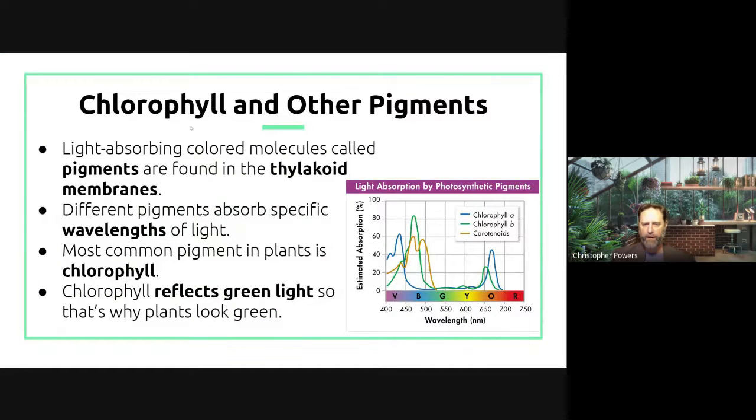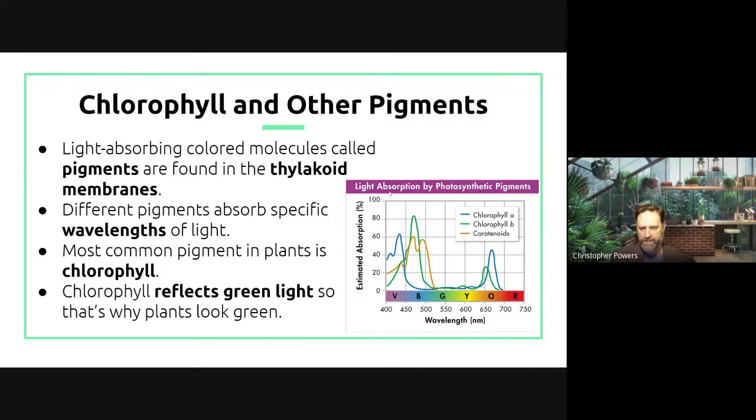All right, chlorophyll and other pigments. So we have pigments, of course. We have to have color, right? That's what pigments are for. These pigments absorb the light, and they're colored molecules. In the areas of the thylakoid membrane, you have these molecules. So that's kind of how this goes.